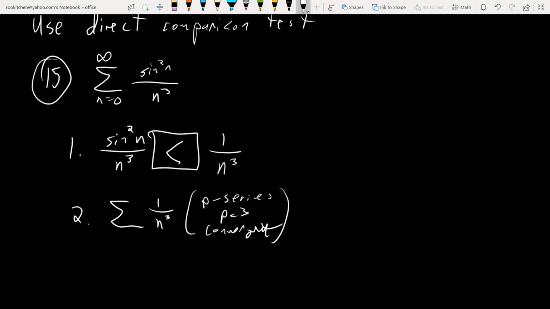So step 2 is always making a statement about the series you're comparing it to. Okay, so you need to tell me what kind of series it is and whether it converges or diverges. And then step 3, you make your conclusion. So hence both converge.